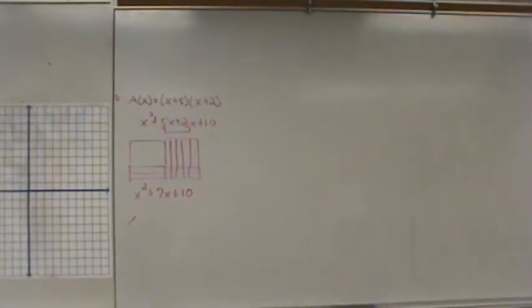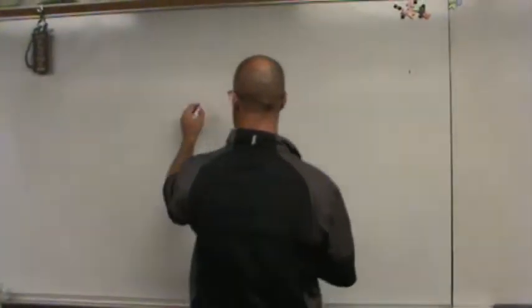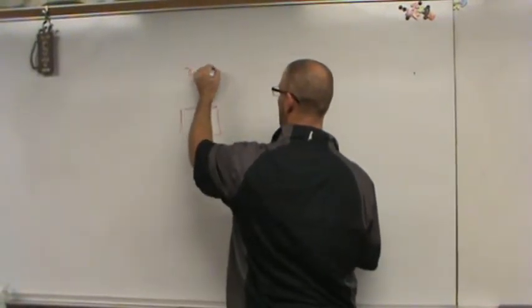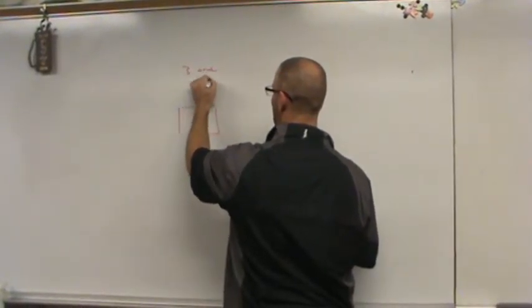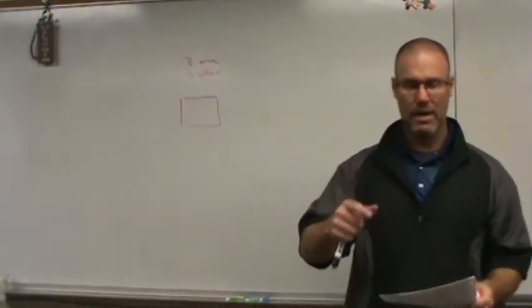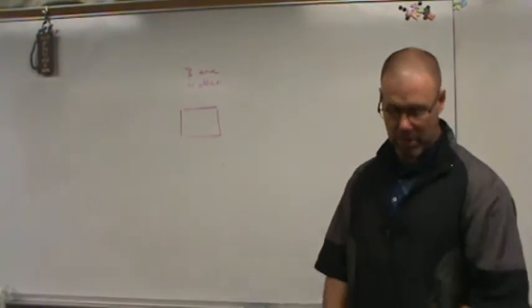Question number 2, since we are drawing diagrams, it says the original square block was extended 3 inches on one side and 4 inches on the other. So think about what that looks like. 3 on one, 4 on the other. I'm starting with this original block. Pause and see if you can create that model.